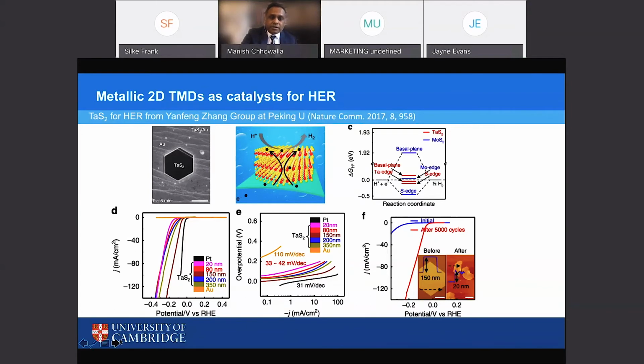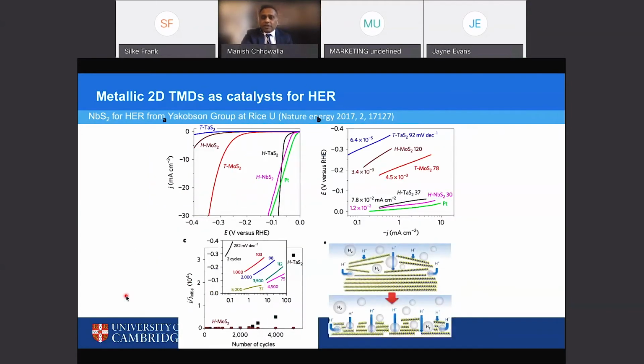Another example of these metallic TMDs acting as a very good catalyst for HER is from the Jacobson group from Rice University in Houston, Texas. So they've studied materials like niobium disulfide and also tantalum disulfide. And what they again show is that it's possible to have very low overpotentials for the HER reaction and also Tafel slopes that are close to that of platinum. And once again, what they find is that in the case of niobium disulfide, there is a kind of conditioning process where the material actually gets better.